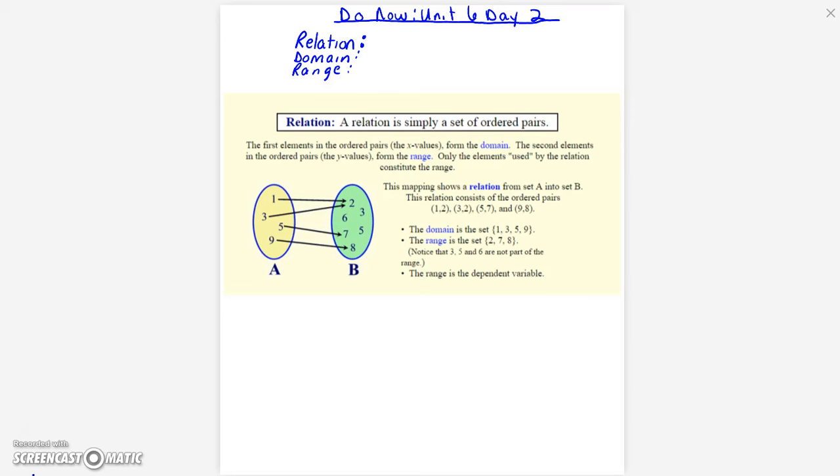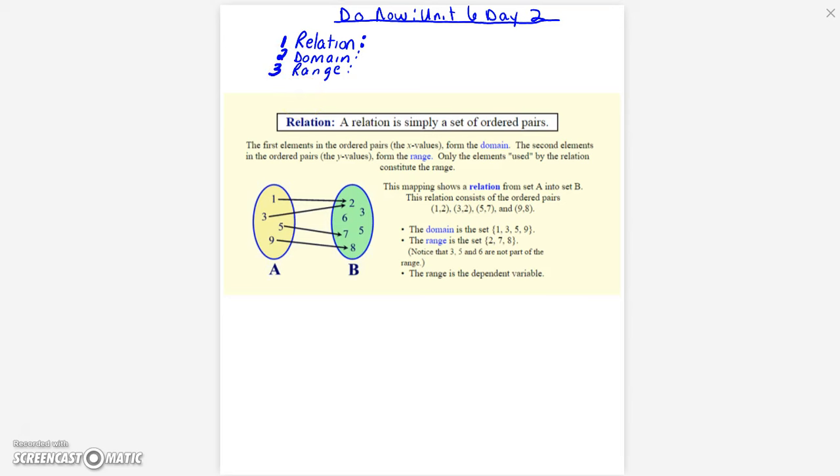But what I want you to do is to define the 3 words I have listed here. And these 3 words are going to be very important in what we're doing today. So the first one is relation. The second one is domain. And the third one is range. Okay? Relation, domain, and range.